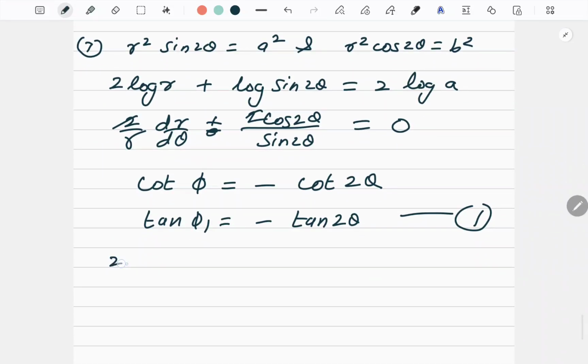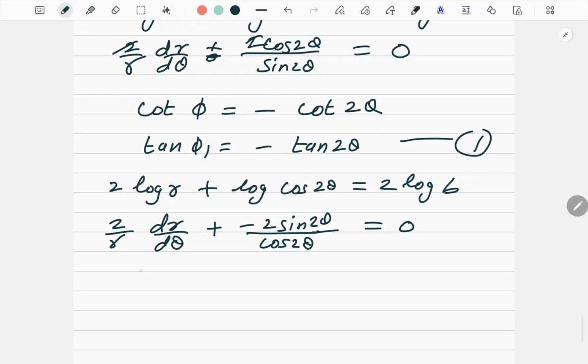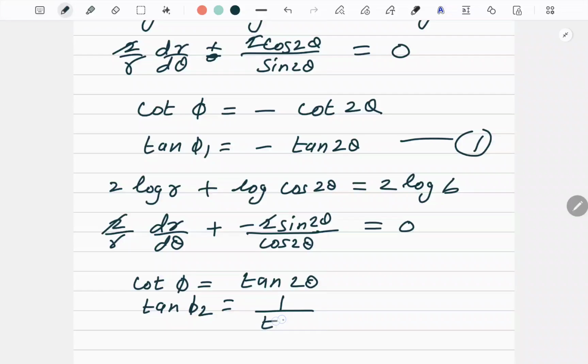Now go to the other curve. So 2 log r, this curve now I am doing plus log of cos 2 theta is equal to 2 log b. So 2 by r dr by d theta plus cos 2 theta minus 2 sin 2 theta is equal to 0. Right? So 2 again got cancelled here. And cot phi is equal to tan 2 theta. So tan of phi 2, reciprocal I am taking, 1 upon tan 2 theta. This is equation number 2.